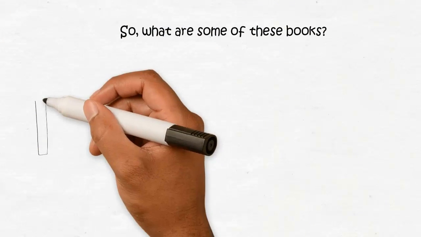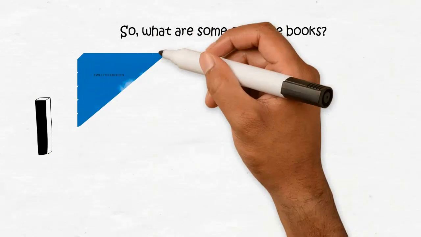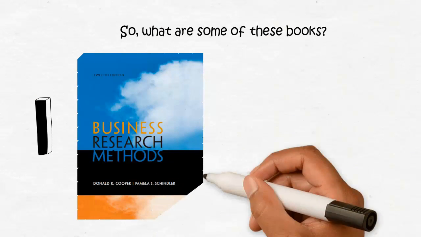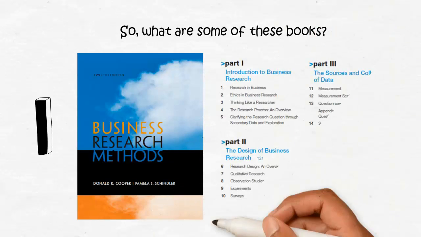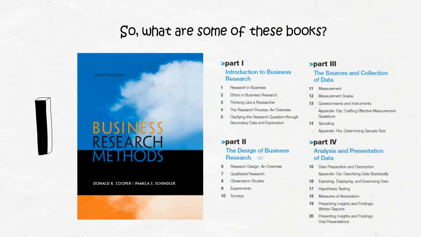Well, first we have the book Business Research Methods, 12th edition by Cooper and Schindler. The book is made up of 4 parts and 20 chapters. Part 1 deals with the introduction to business research. Here, we can read about research in business, ethics in business research, thinking like a researcher, the research process, an overview, and clarifying the research question through secondary data and exploration.